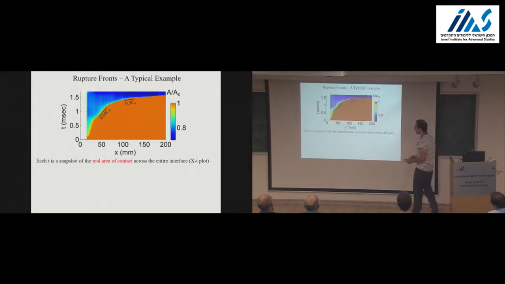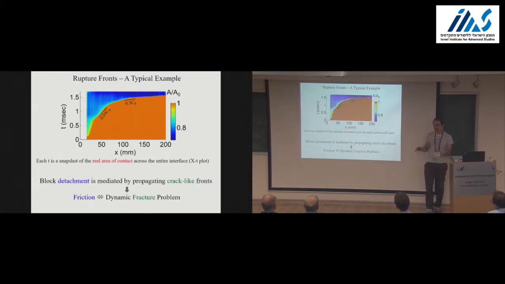So I'll start with a typical example of a propagating rupture front. The x-axis is just the coordinate along the frictional interface. The y-axis is time. Colors are the contact area. Each horizontal line is a snapshot of the real area of contact across the entire interface. What you see is that the rupture nucleates on the left, propagates to the right, and accelerates. At the wake, the contact area is reduced, and macroscopic relative motion of the two blocks occurs only once the rupture has traversed the entire frictional interface. So this is essentially our first clue that the onset of frictional motion should be considered as a dynamic fracture problem.